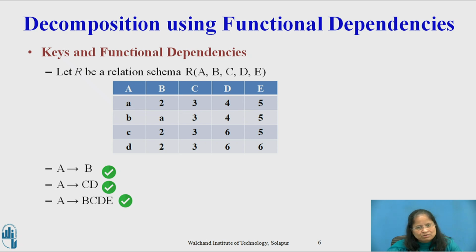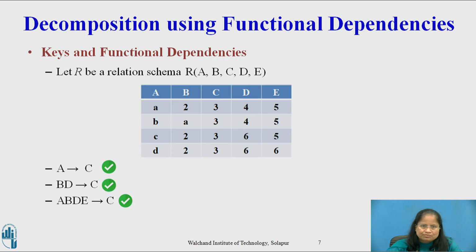Let R be a relation schema with the 5 attributes A, B, C, D and E. A functionally determines B holds on this relation, as the attribute value of A for all tuples in this table is unique. So A functionally determines CD and A functionally determines BCDE also hold for the same reason. So whenever the left hand side of the functional dependency contains a single attribute and that attribute has a unique value for each tuple of the relation, then that functional dependency always holds on the relation.